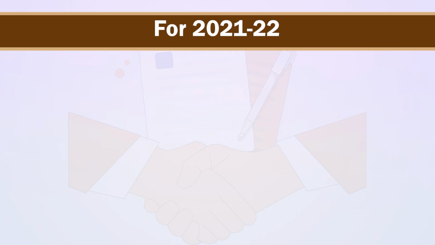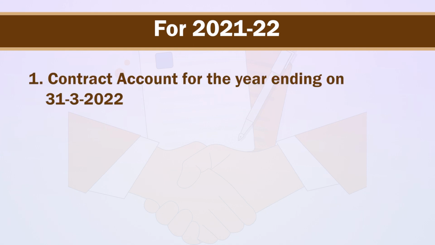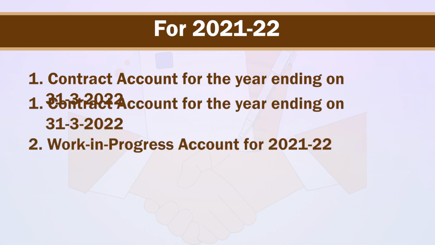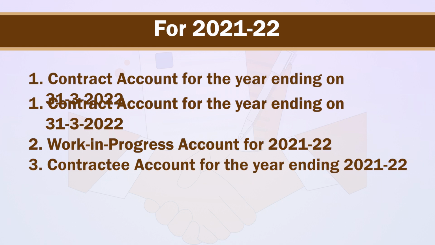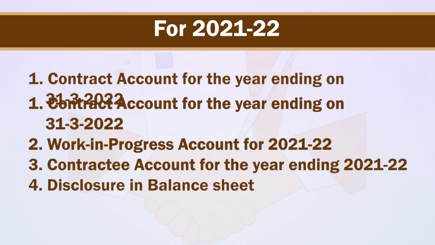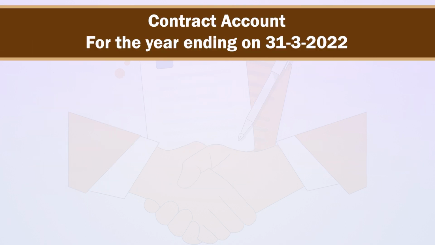First, for the year 2021-22, contract account for the year ending on 31st March 2022. Second, work in progress account for 21-22. Third, contractee account for the year ending 21-22. Fourth, disclosure in balance sheet. Let's prepare contract account for the year ending on 31st March 2022.